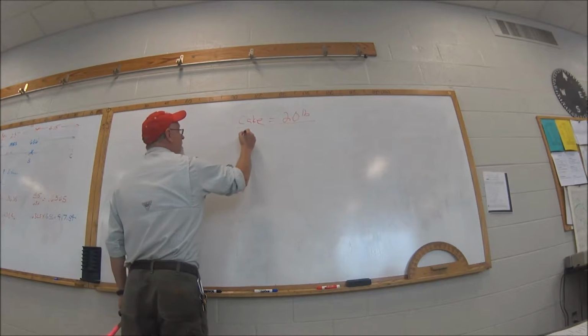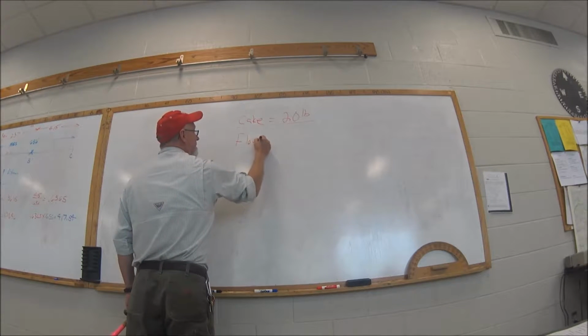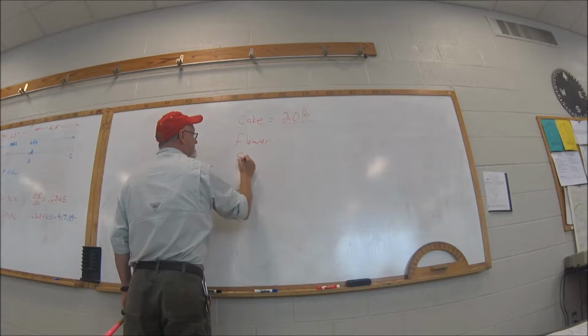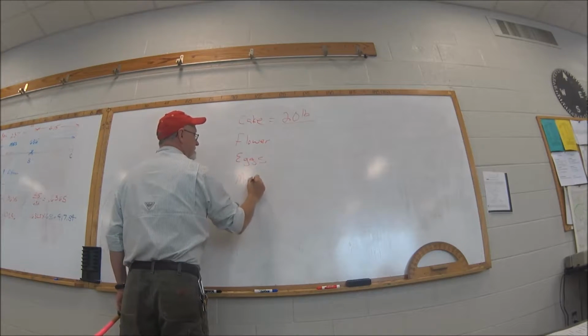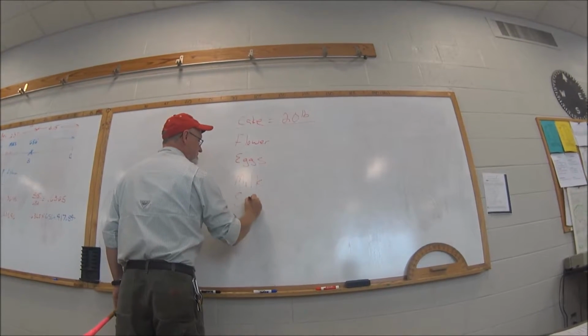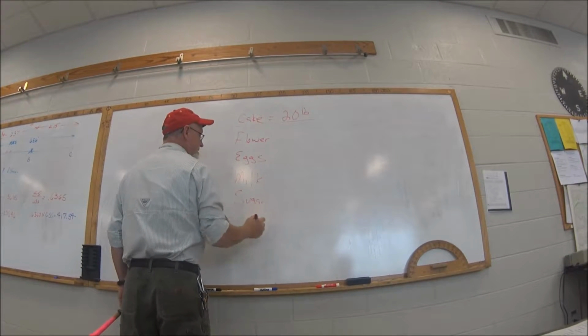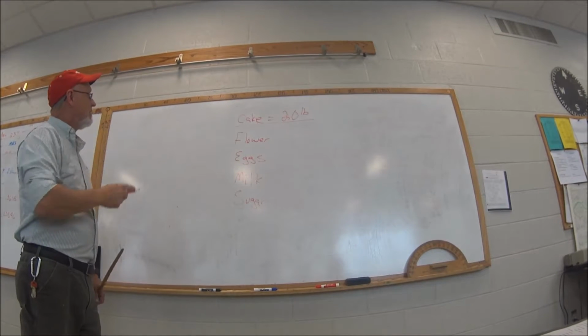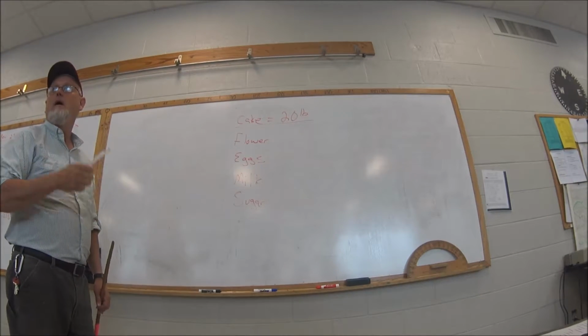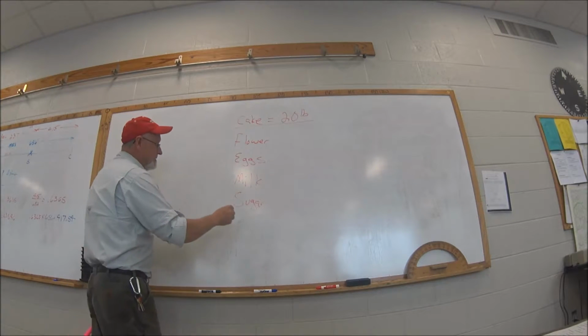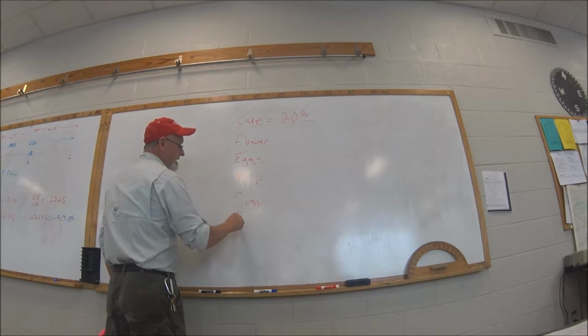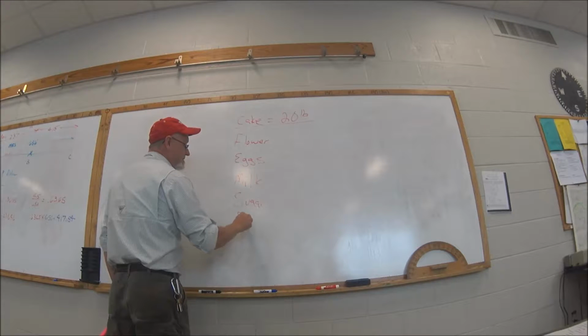Flour. Eggs. Milk. Sugar. Give me one more thing that goes in there. Some nuts. All right, we'll say frosting. Yeah, frosting. Gotta have frosting. I ain't making a cake without no frosting.